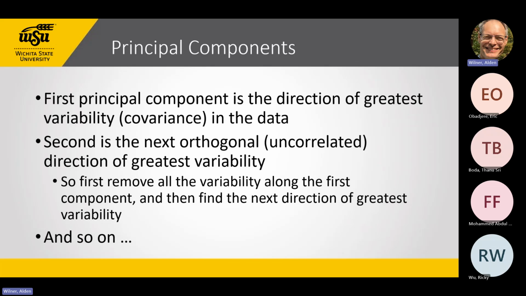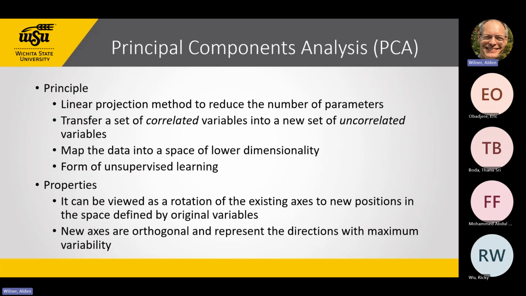So the first principal component is the direction of greatest variability or covariance in the data. The second is the next orthogonal, uncorrelated direction of greatest variability. So we first remove all the variability along the first component. Then we find the next direction of greatest variability. And then we remove that second component. And then we find the third greatest variability, and so on and so forth.